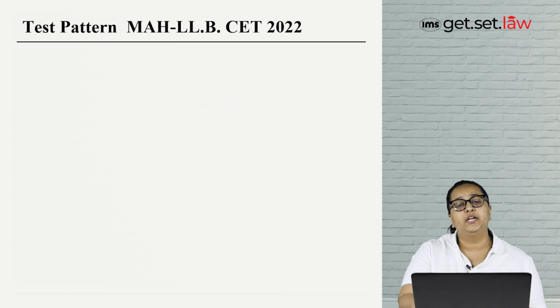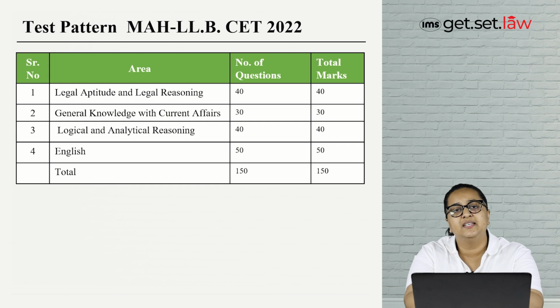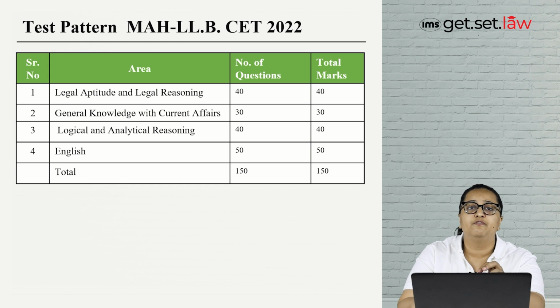Coming to the next part, you can see that the test pattern is the same as it was earlier. That is 4 sections. First one is legal aptitude, 40 questions, 40 marks. Similarly, current affairs or general knowledge, 30 questions, 30 marks. Then we have logical reasoning or logical and analytical reasoning, which is 40 questions, 40 marks. And coming to the last part, that is English, 50 questions and 50 marks. So your total exam is of 150 marks with 150 questions.